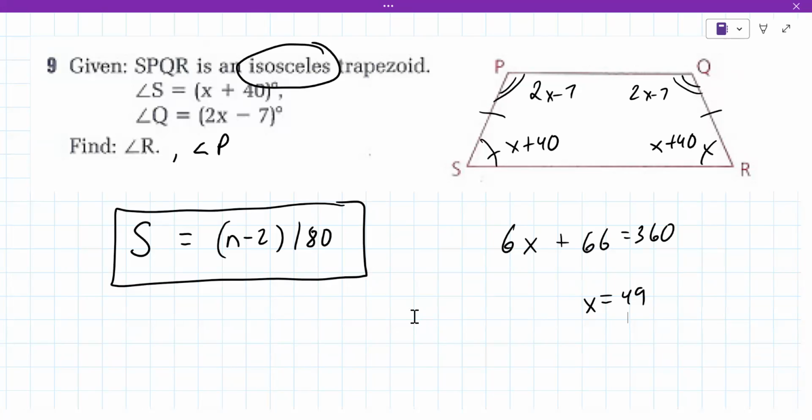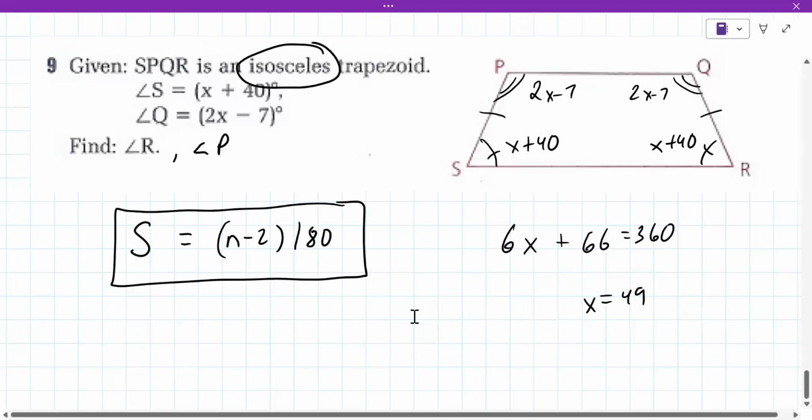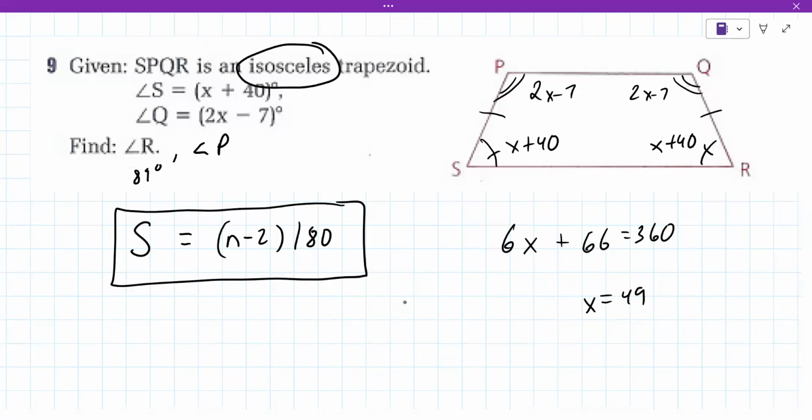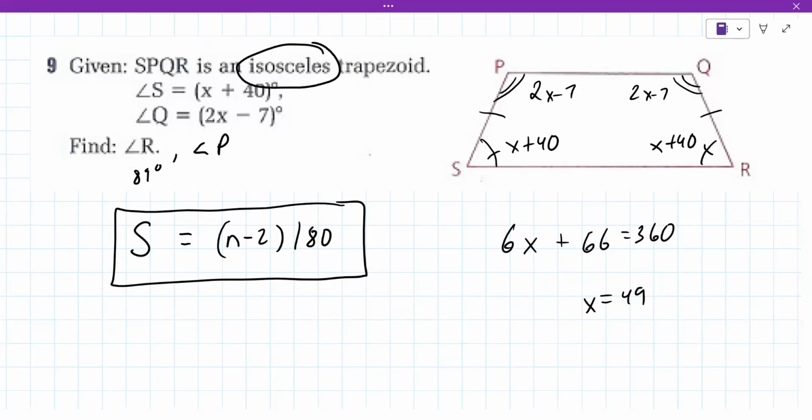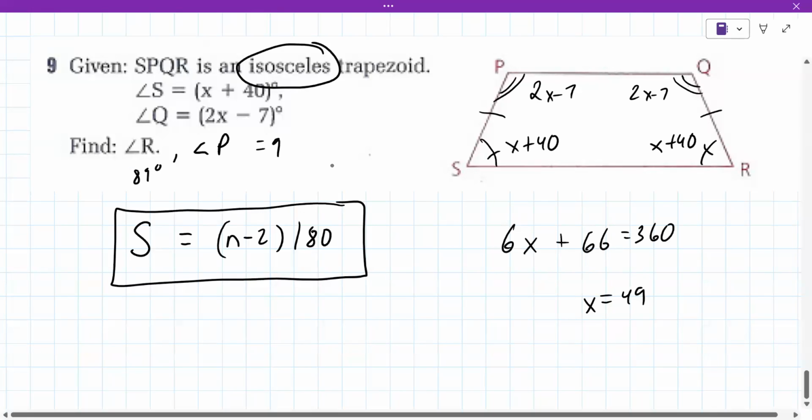Okay, angle R would be 89, I believe. Is it 89 for angle R? And then how about for angle P? Angle P would be 91. 91. Yes. Okay, very good.